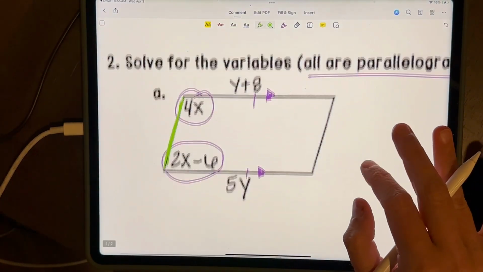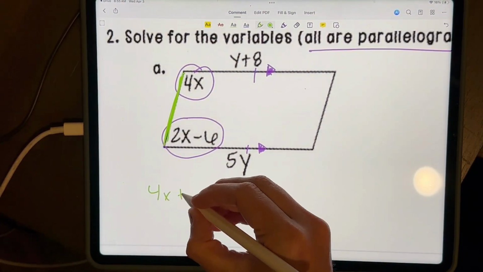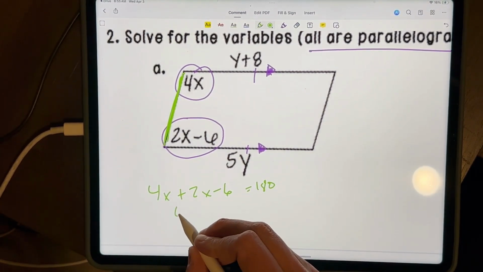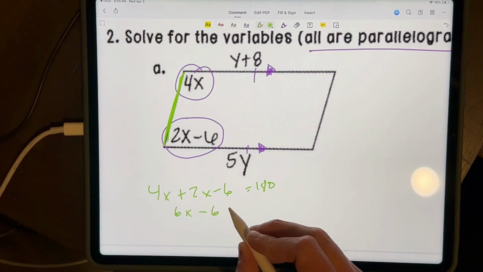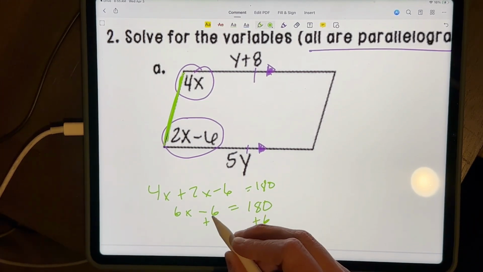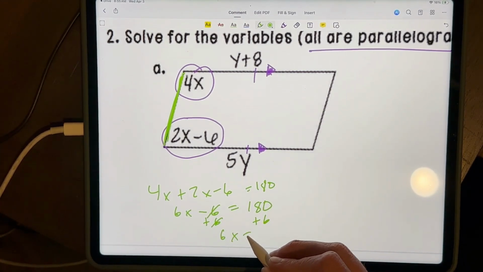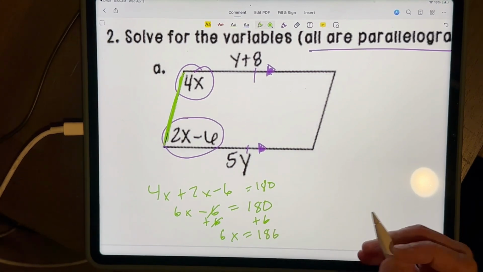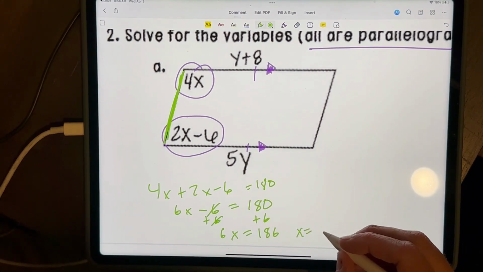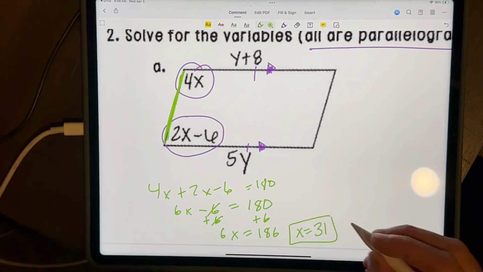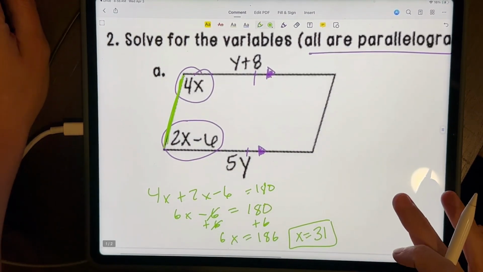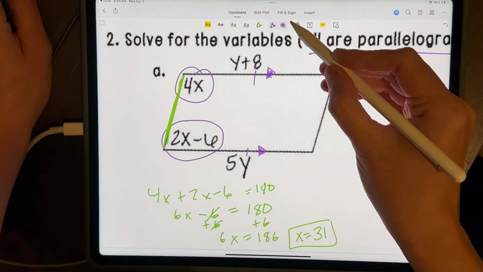So for this, you should say 4x plus 2x minus 6 equals 180. So 6x minus 6 equals 180. Add 6. 6x equals 186. Okay, divide each side by 6, and what is x? X is 31, I believe. All right. Here we go. Let's do the next section.